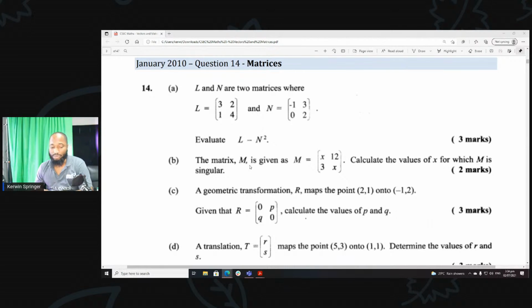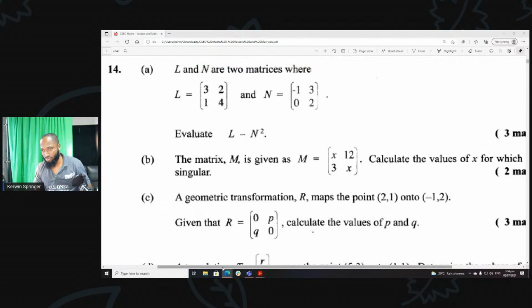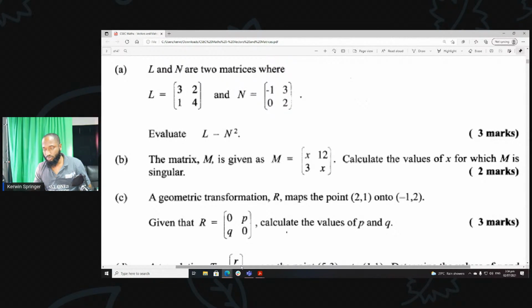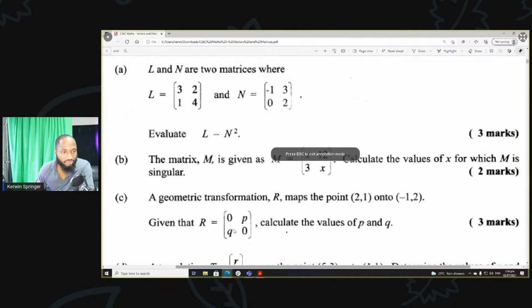So for a matrix to be singular, I'll be doing exams, so it can't be in a relationship. You have to minus... What is he talking about?